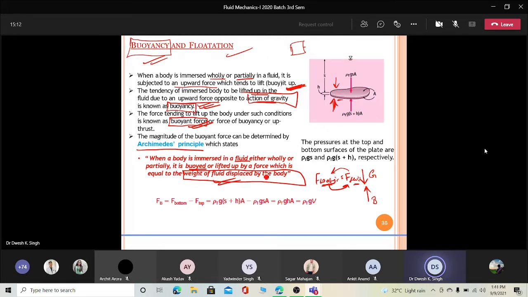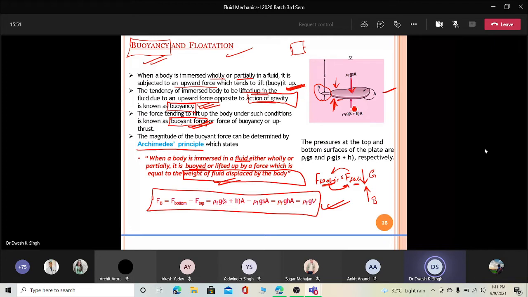Now next, what is the expression for this buoyant force? To derive or discuss this expression, we will consider this diagram. Here you can see that we have a body of height h. Obviously, we know that a force will act on both surfaces, like here and like here.